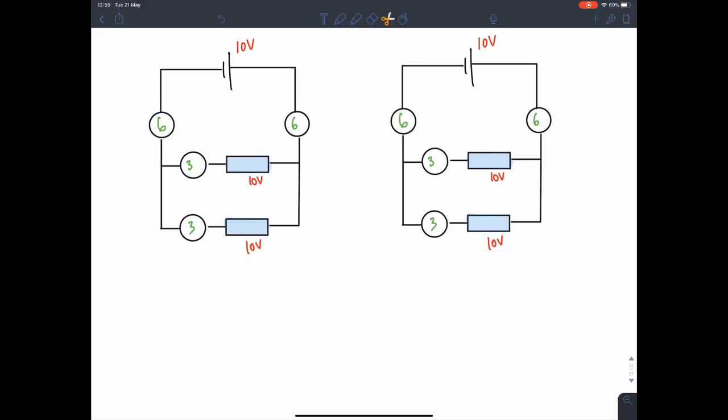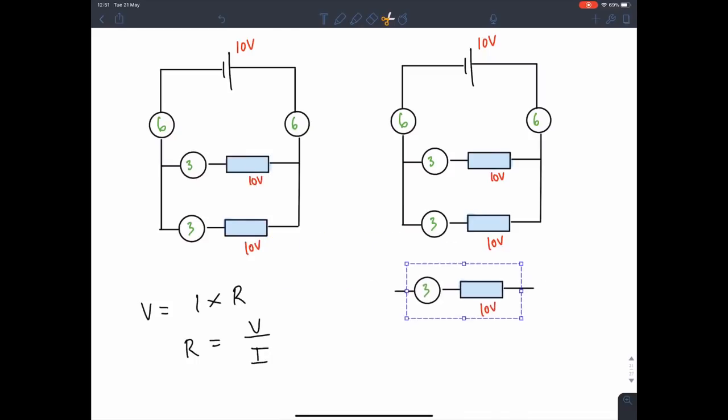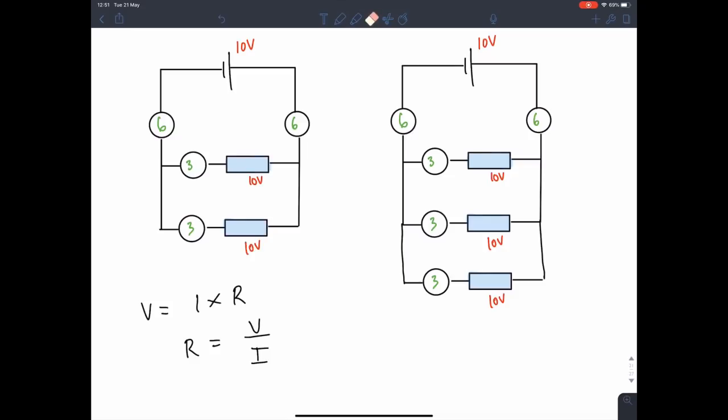Okay, now remember, to find resistance, V is equal to IR, and R is equal to V over I. So keep that in mind. Now we're going to add another branch, let's say another identical branch to the next one. So right here, we're going to add another branch, just like this. And of course the numbers are going to change now. So I'll quickly explain why the numbers change.